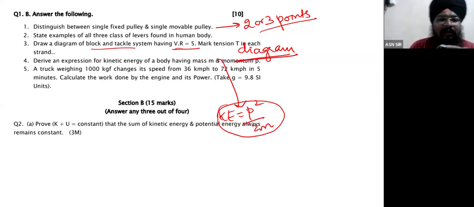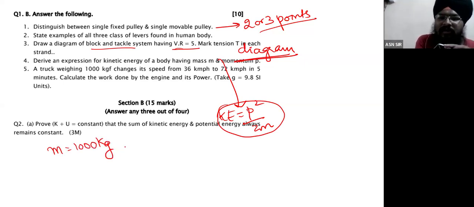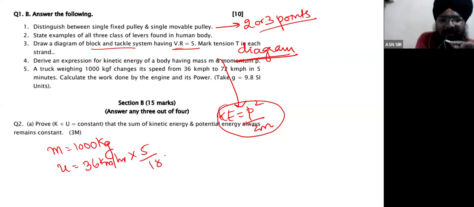And a truck weighing 1000 kgf. So I can say from here that mass is given as 1000 kg, and it changes its speed from 36 kilometer per hour to 72 kilometer per hour. So here you are expected to convert kilometer per hour to meter per second. Let us assume initial velocity u is 36 kilometer per hour multiplied by 5 by 18. You convert kilometer per hour to meter per second by multiplying by 5 by 18. So this is 2 times 5, which is 10 meter per second.